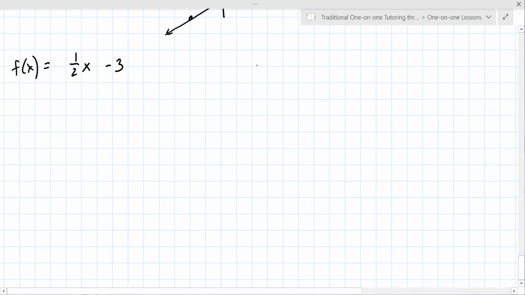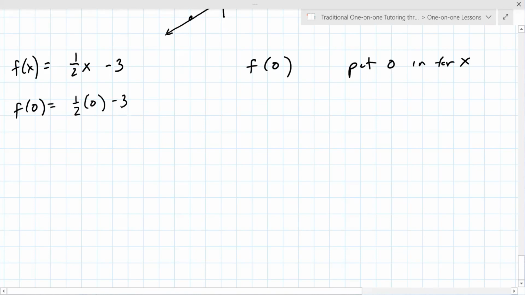And let's say it wants two things. It wants f of 0. And what this means is put 0 in for x. Okay, so what is f of 0? You almost want to say it out loud. You put in 0 for x.